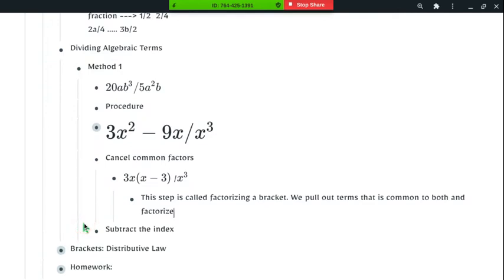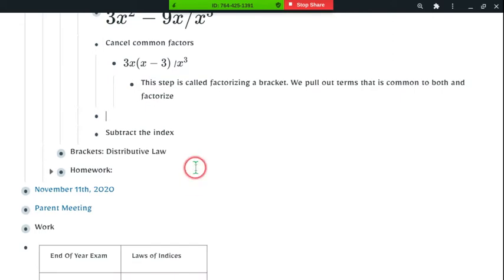But let's go back into this question. We have now 3x bracket x minus 3, divided by x cubed. So I'm going to draw this now, and I'm going to show you what we have. Let's put it here. Follow along with me.